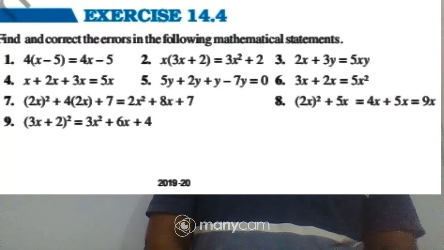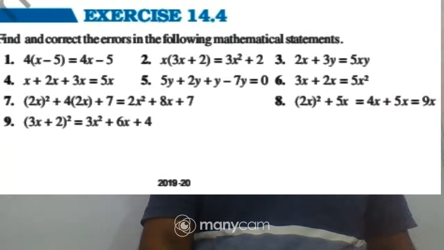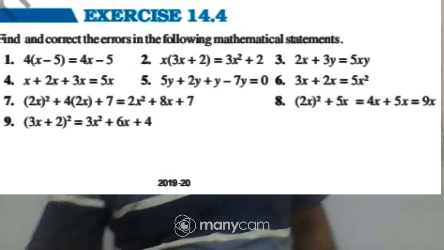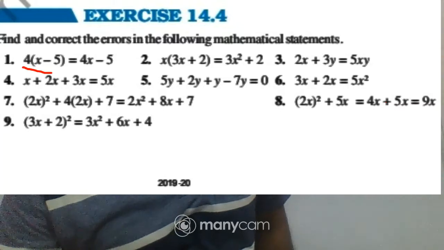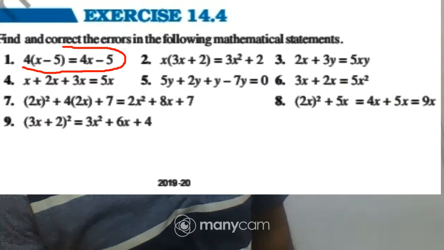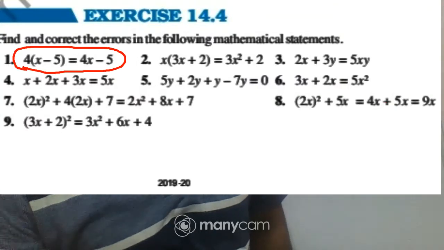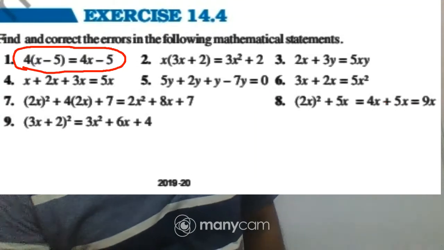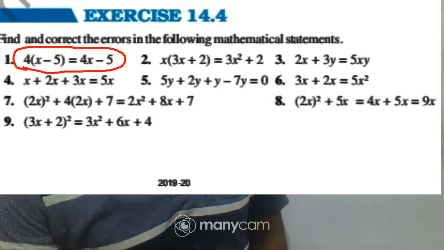Here you can see exercise 14.4. Find and correct the error in the following mathematical statements. So you can see this is a given statement, question number 1. This statement is 4(x minus 5) is equal to 4x minus 5. This is the first statement. Is this correct or incorrect?